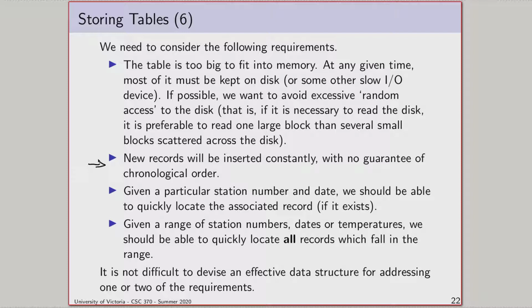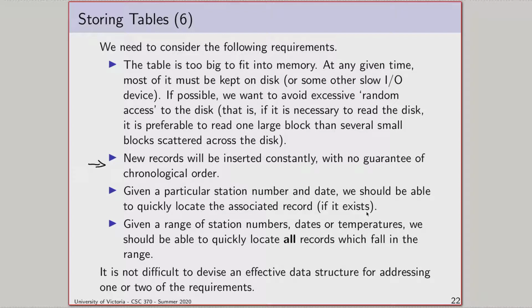Given a particular station number and date, I want to quickly find any rows with that station number and date, if it exists. We should be careful. This is implying there's only one of them. There could be more than one of them with a particular station number and date, but there could also be zero. If I give you a range of station numbers, dates, or temperatures, I also want to be able to locate all of the records that fall in that range.